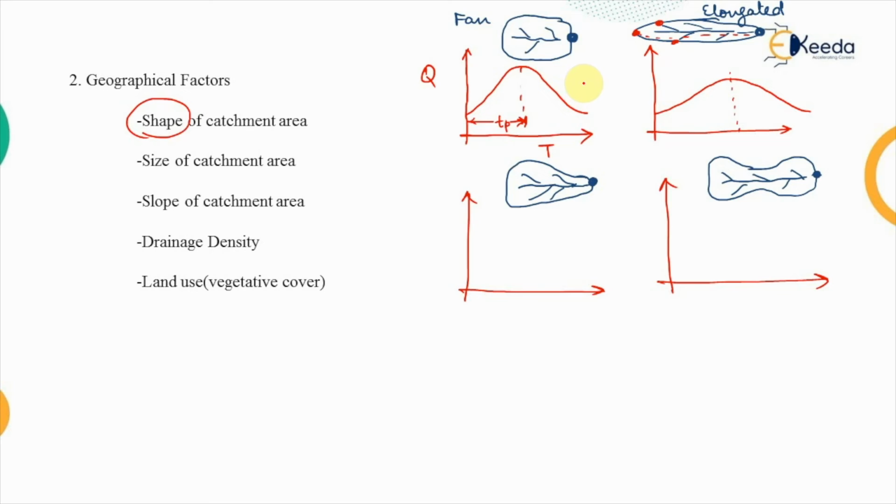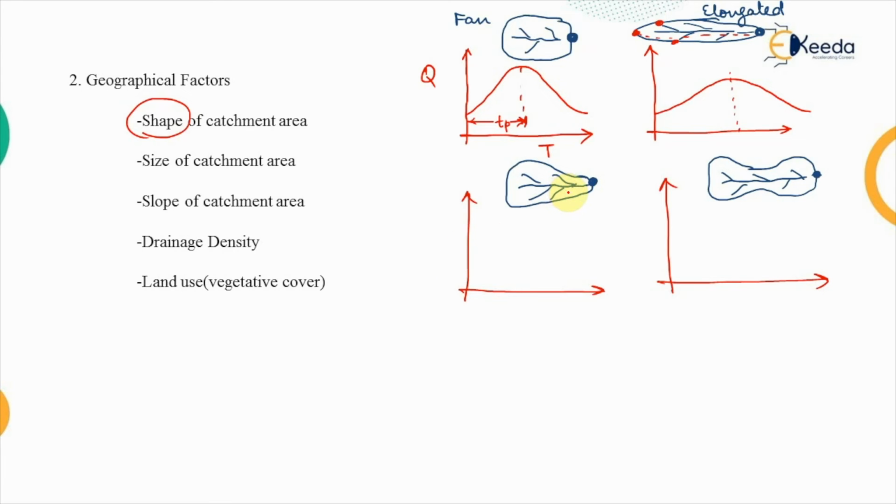So in comparison to the hydrograph obtained for the fan-shaped catchment area, the hydrograph for the elongated catchment area is flatter, because the time taken by the water droplets to reach the outlet point is more.